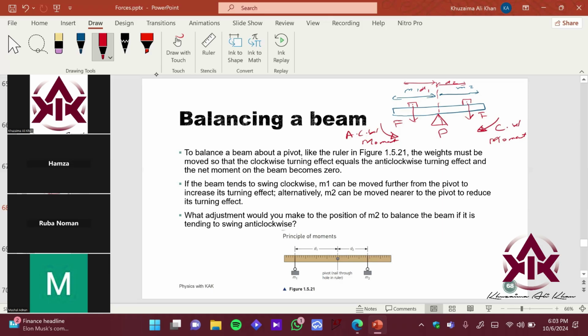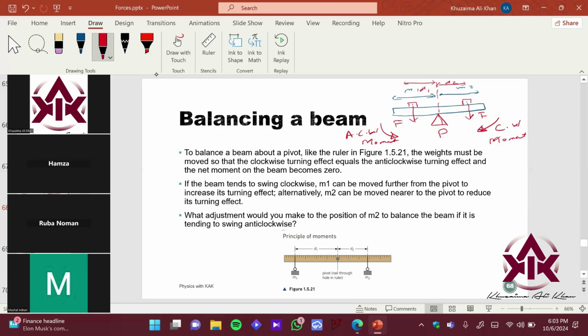If you see, have you seen? Let me show you afterwards. So this is basically the idea of balancing a beam. You all did the experiment in which you took a ruler and balanced your pen and so on.